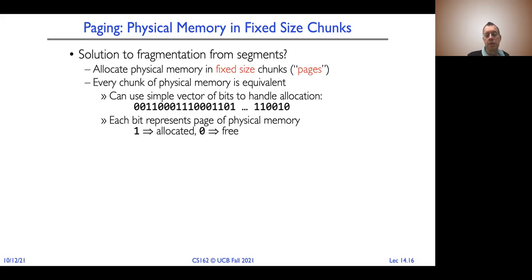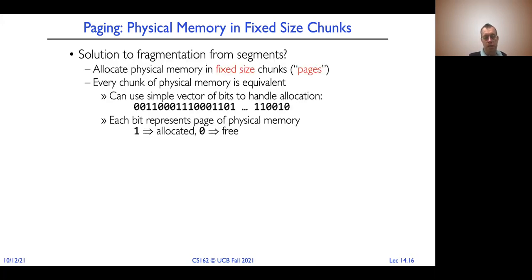So now with segmentation, we have external fragmentation. And it's sometimes harder to allocate storage to variable size chunks. So there is a solution for that, which is very simple. Instead of allocating variable size chunks, you allocate fixed size chunks. And these are called pages.